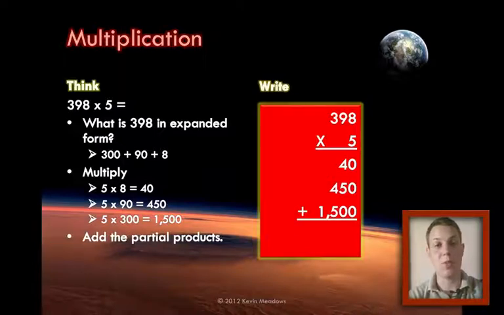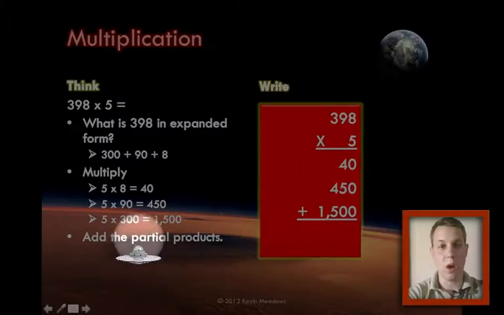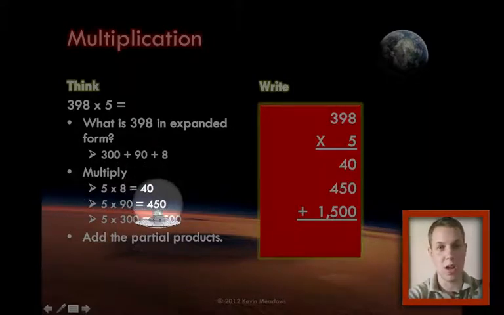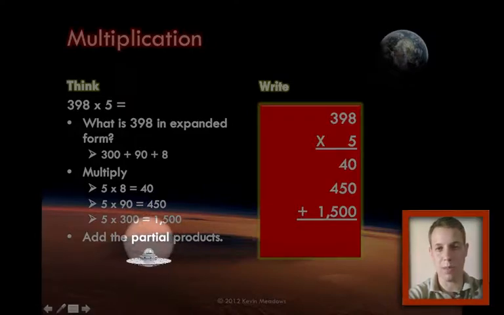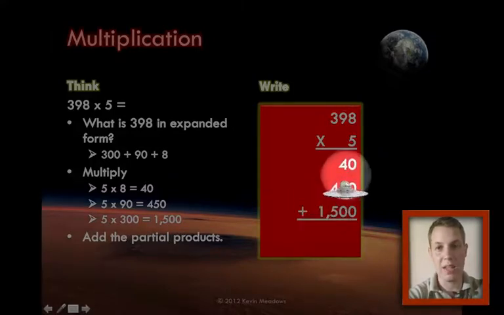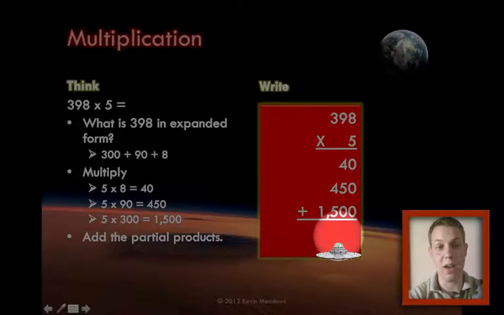The final step is we are going to add the partial products. Well, what are the partial products? These are the partial products. Okay? Remember, the product is an answer to a multiplication problem. So this was a product, this was a product, this was a product. But they're only part of the problem. They're partial products because they're not the whole product of this problem. What we're going to do is add these numbers together, and down here we will get the final product.